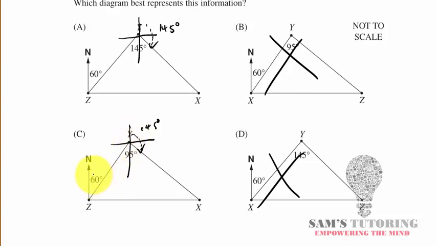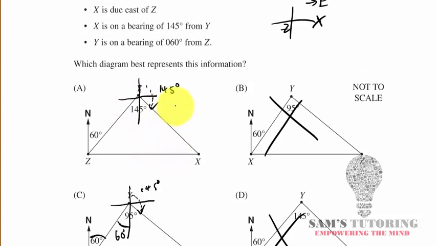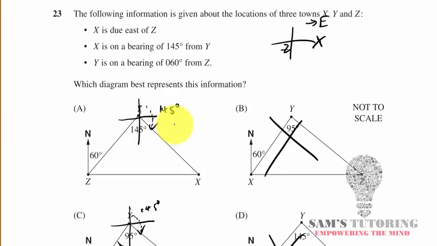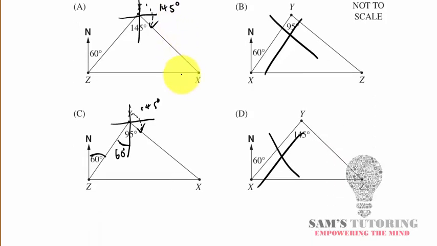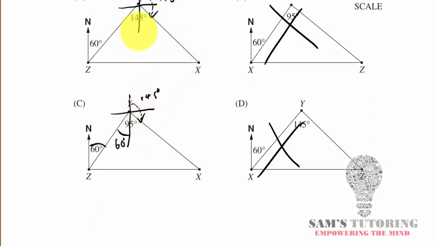If that's 60 degrees, we know that always with bearings we do alternate angles. So then that bit there is going to be 60 degrees. And that's going to be the same here. If that's 60, then that's got to be 60. Now what you've got to ask yourself is, what's 145? Let me just double check it. Yep. So, what's 145 take away 60? That gives you about 85 degrees.